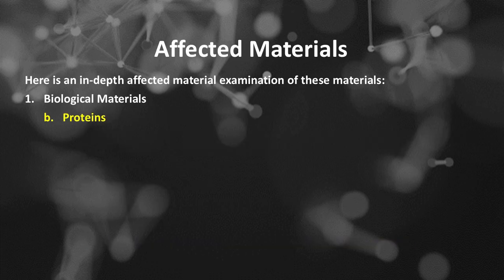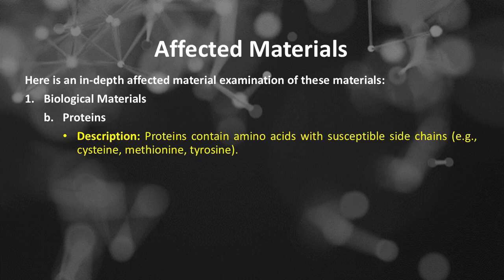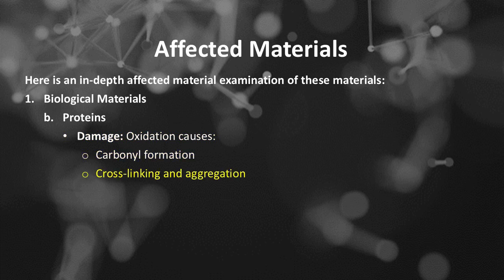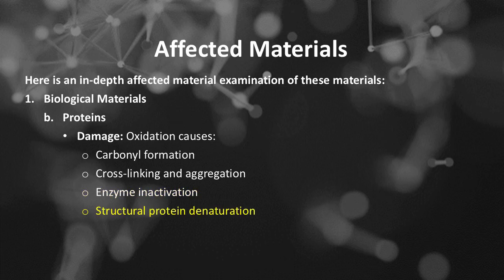Number B of biological materials is proteins. Proteins description: proteins contain amino acids with susceptible side chains such as cysteine, methionine, tyrosine. Proteins damage: oxidation causes carbonyl formation, cross-linking and aggregation, enzyme inactivation, structural protein denaturation, impairment of cellular functions and signaling.